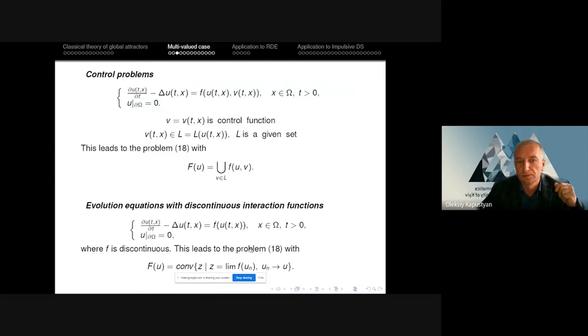And the second example is the control problems. So if we have control parameters in the right-hand part of our equation, and we consider the union over all these controls, we consider the union over all these problems, all these controls, so we obtain a multivalued F. And instead of the collection of problems with particular controls, we can consider the whole evolution inclusion. And the third example is the evolution equation, but where F is a discontinuous function. Then this leads us to a problem like 18, if we consider the convex hull at the point of discontinuity.